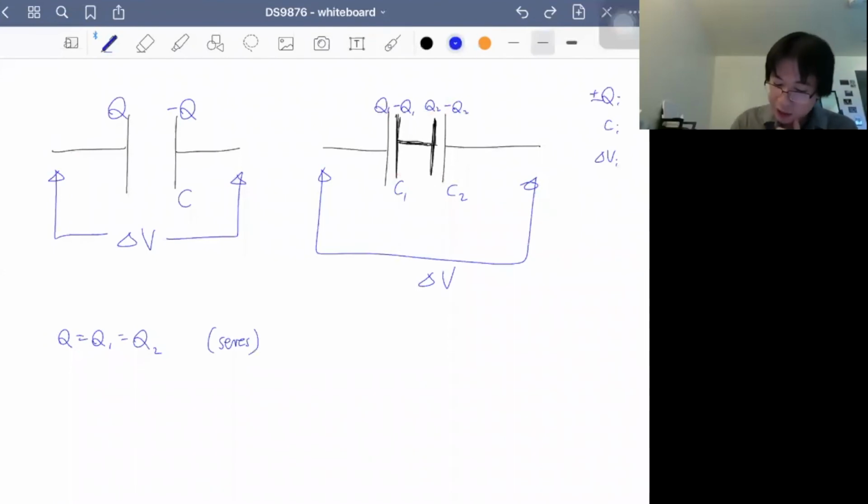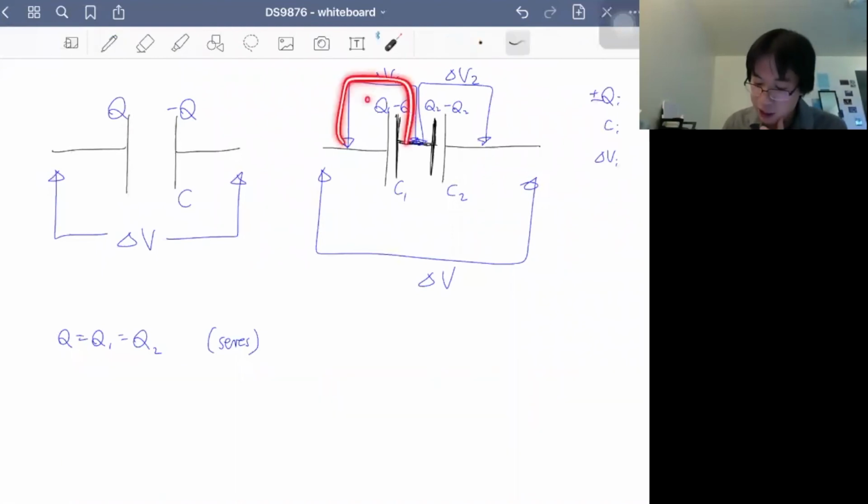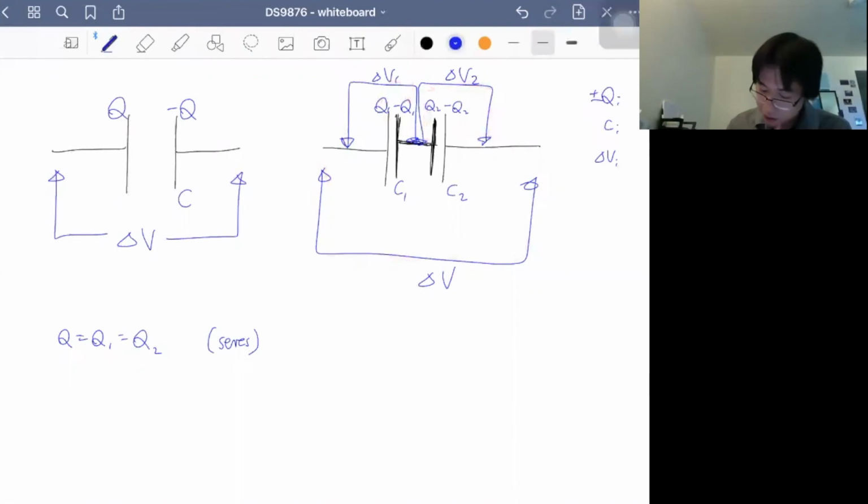How about the delta V? Well, this is the potential difference of the first capacitor, and this is the potential difference of the second capacitor. Just by staring at this, can you tell me a formula that relates all the potential differences? Should be obvious, right? Let's say this is 3 volts. Let's say this is 5 volts. What is this? The total must be 8 volts, right? So it is a very simple relationship like this.